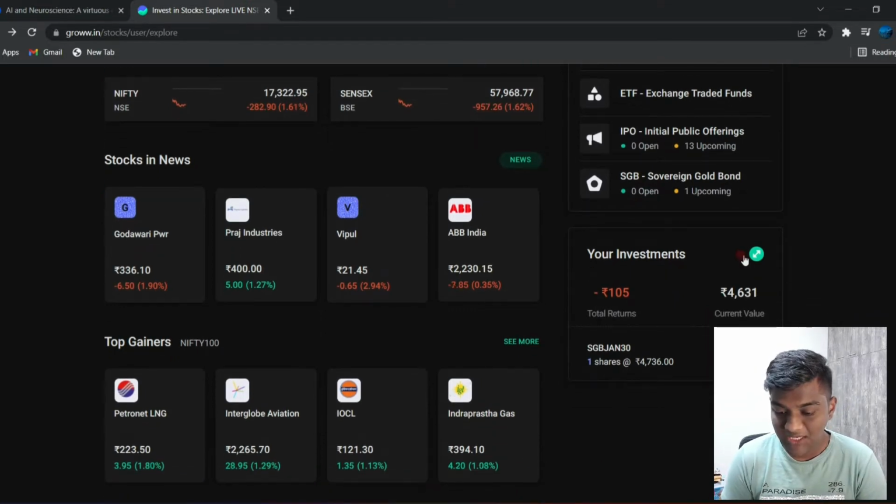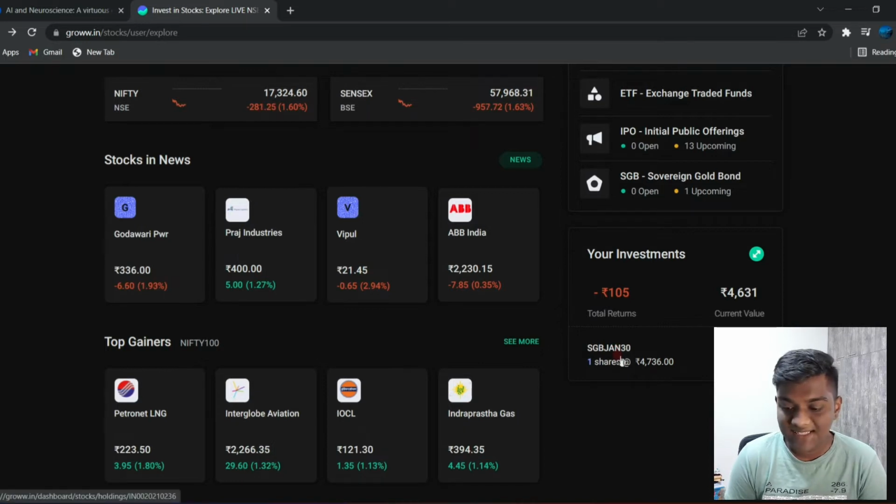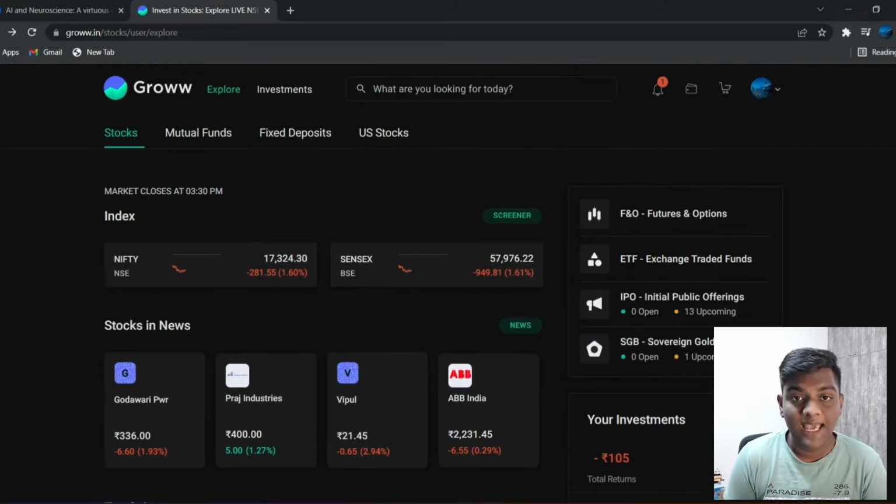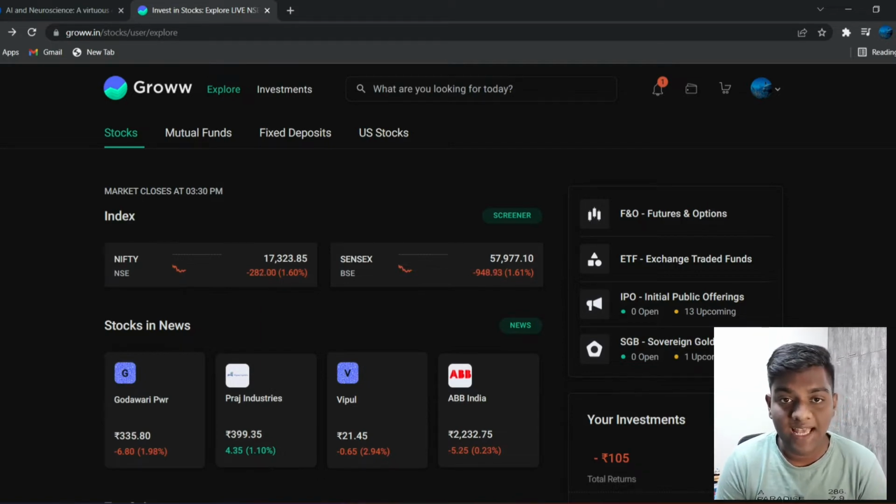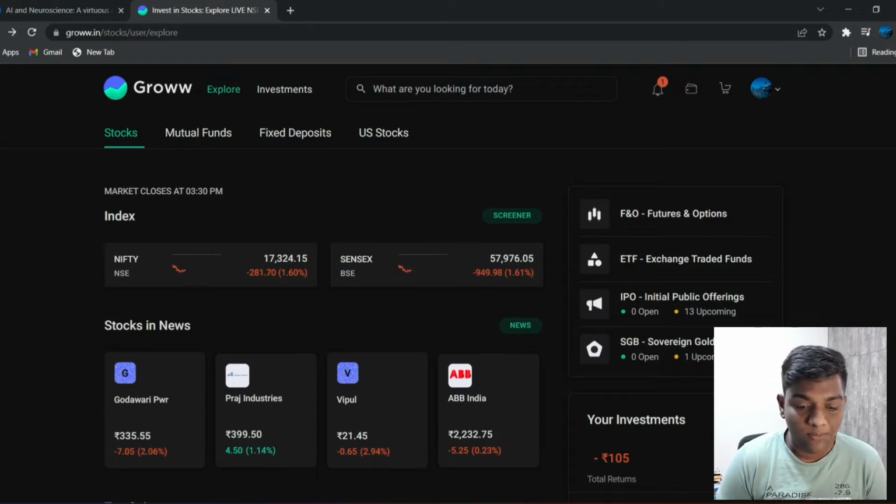I have actually bought an SGB, that is Sovereign Gold Bond, of the January series. That's the only investment I have made in this Groww account. But I'm buying mutual funds using this account. Also, I have been using Coin by Zerodha, and even my stocks are bought using Kite by Zerodha nowadays. But Groww is easy to use, so you could begin with it.